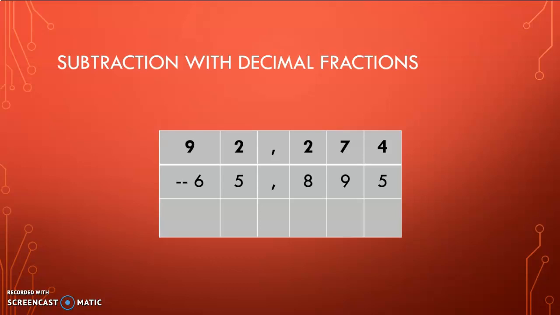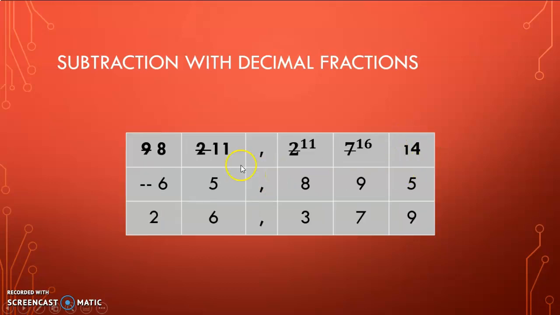When we subtract with decimal fractions, the same rule applies. Place values underneath each other. Remember to have your comma underneath each other. So if we have a look, I said 92,274 minus 65,895. So I cannot subtract 5 from 4. So I have to go and borrow 1 here. So my 7 changed to a 6 and 4 becomes 14. So 14 minus 5 will give me 9.